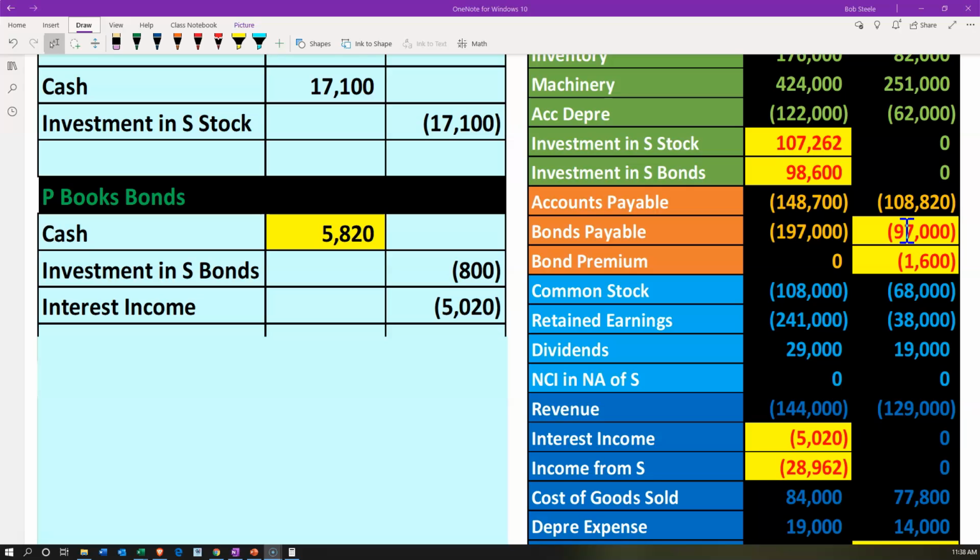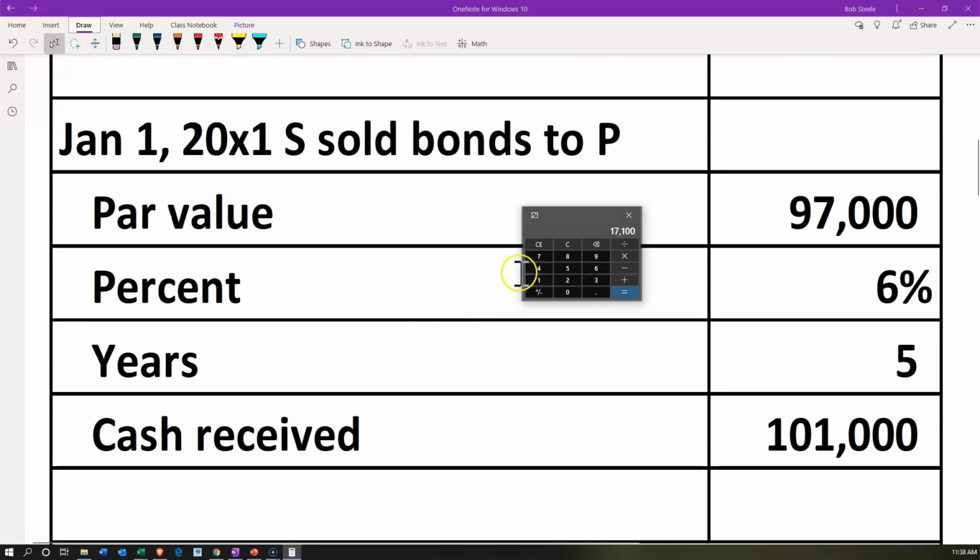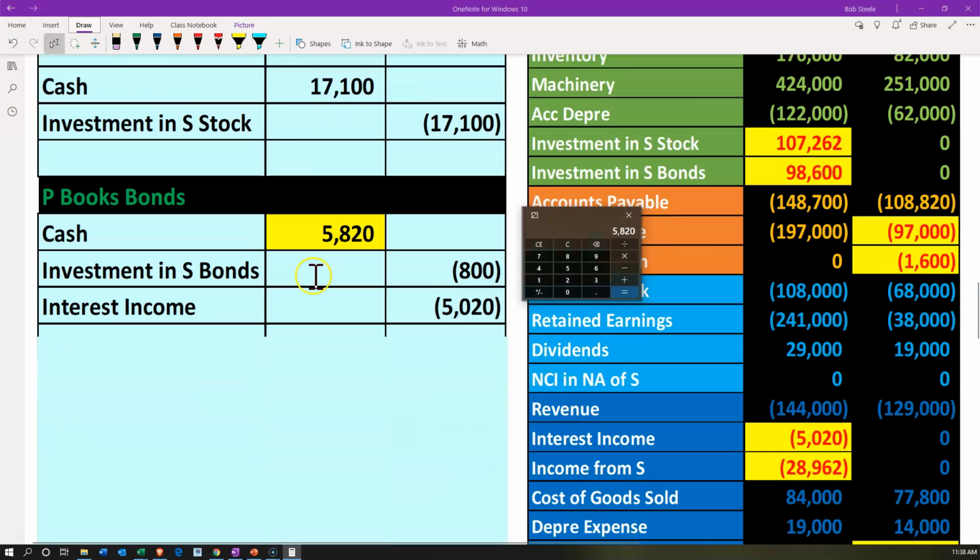So on P's side, they're going to be the one receiving cash, right? Because they originally loaned money to S for the bonds. They purchased the bonds. Then they're going to be paid the interest. So now they're going to be receiving interest, that interest being calculated at the 5,820 cash that they will be receiving. That calculation, if I scroll back up to the bond here, is 97,000 times 0.06, and that's going to be the 5,820. So there's the 5,820. Then we're going to have the investment in bonds. That's going to be this one.